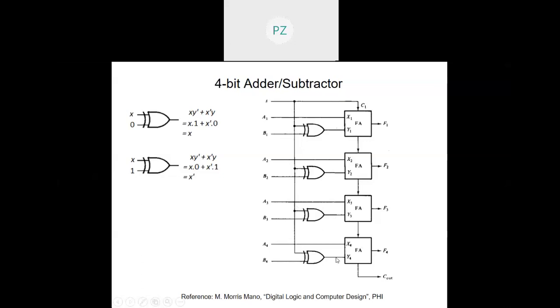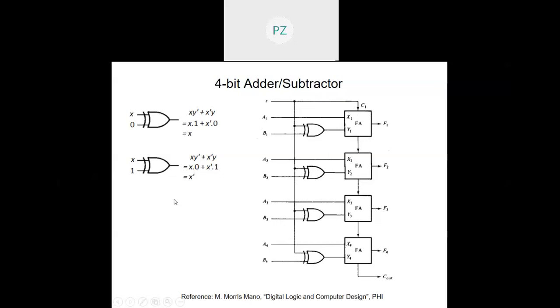What does that mean? I am getting the ones complement of B being fed, whereas A1, A2, A3, A4 keeps going in like that. Now since this S is also 1, that means the carry at the first stage is also 1.